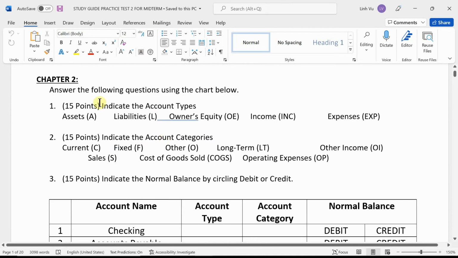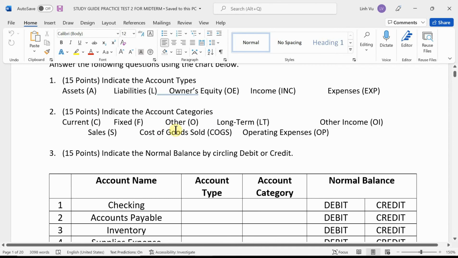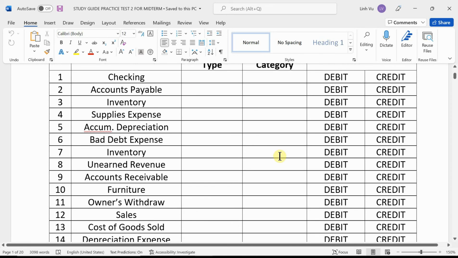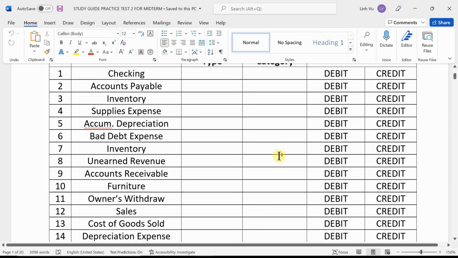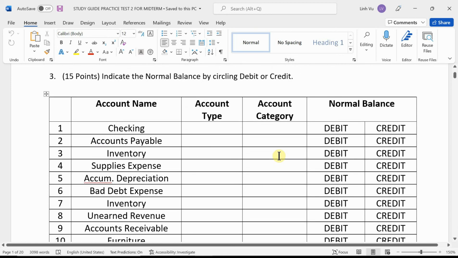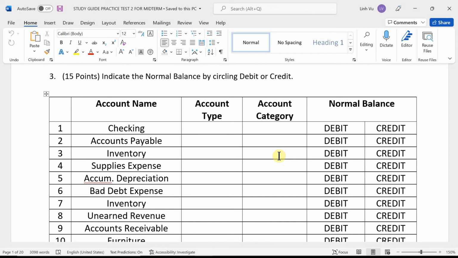So what are the account types? There's only 5 of them. What are the categories, and whether it has a normal balance, debit or credit? Here are like 15 examples of what you could be tested on. So once again, let's go through this. The same format's going to be for the exam.